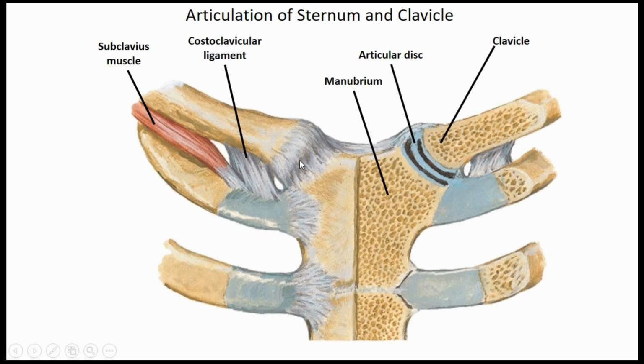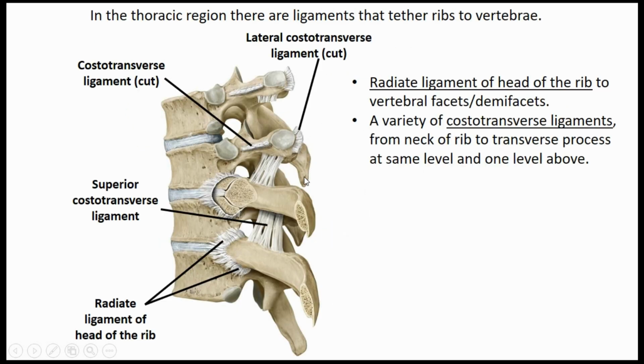So we've got that. We also have a nice tough costoclavicular ligament stretching between the first rib and the inferior side of the proximal clavicle, and for good measure we have the subclavius muscle, which we mentioned in the upper limb, going from the first rib also to the underside of the clavicle. And these are going to be very helpful in clavicular fracture, in preventing it from distracting very far, since the clavicle is very frequently fractured. So let's return to the vertebra and the ribs now.